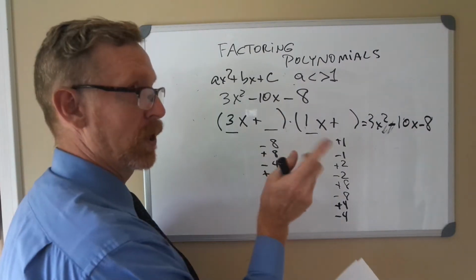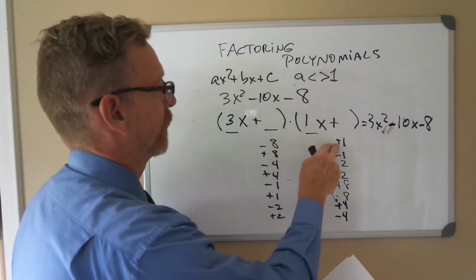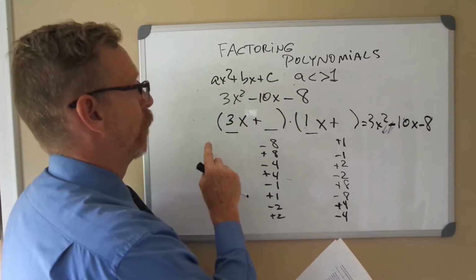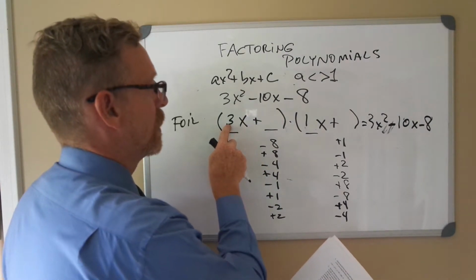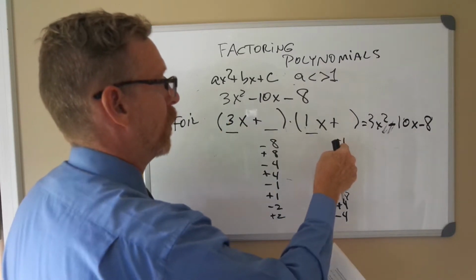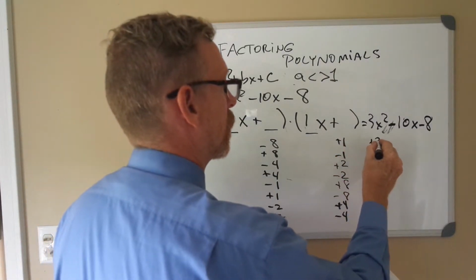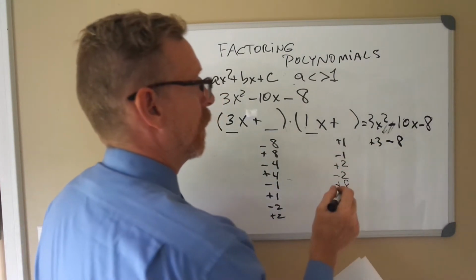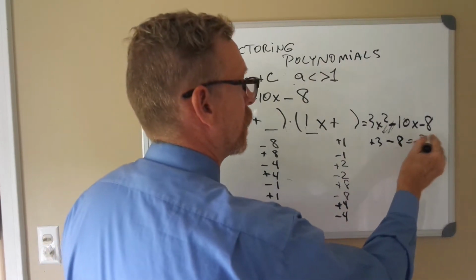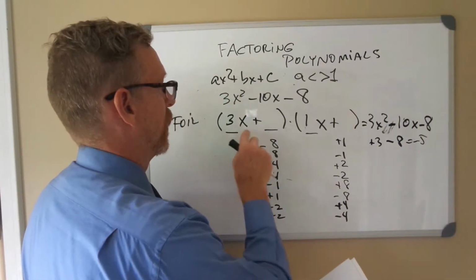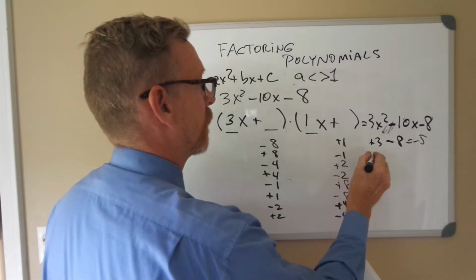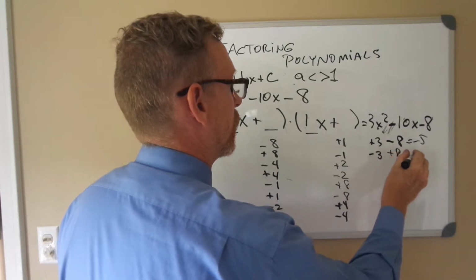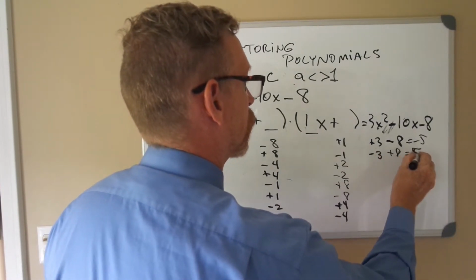So let's see. If we recall, negative 8 times a positive 1 will give us a negative 8. But what we need to do is multiply using the FOIL method. With the FOIL method, we get the outside, 3 times a positive 1 is a positive 3, and the inside, negative 8 times 1 is a negative 8. That's a negative 5. So that doesn't work. Again, outside, 3 times a negative 1 is a negative 3, and then 1 times a positive 8 is a positive 8, which gives positive 5. Neither of these work.